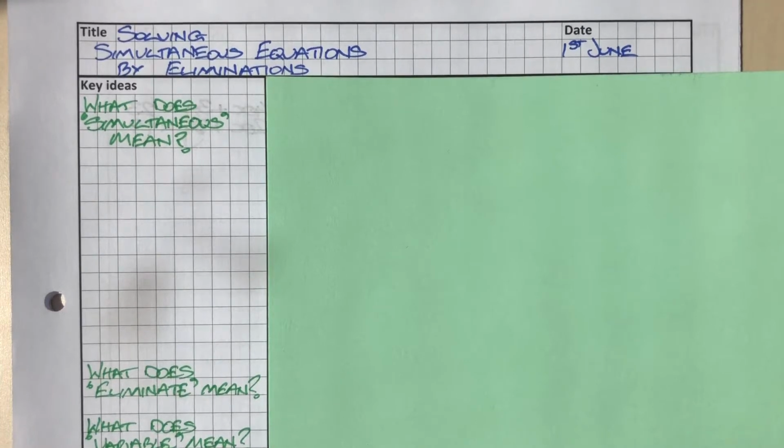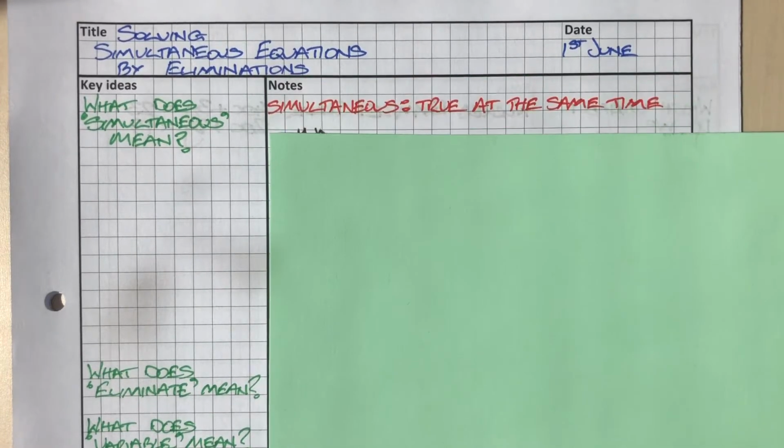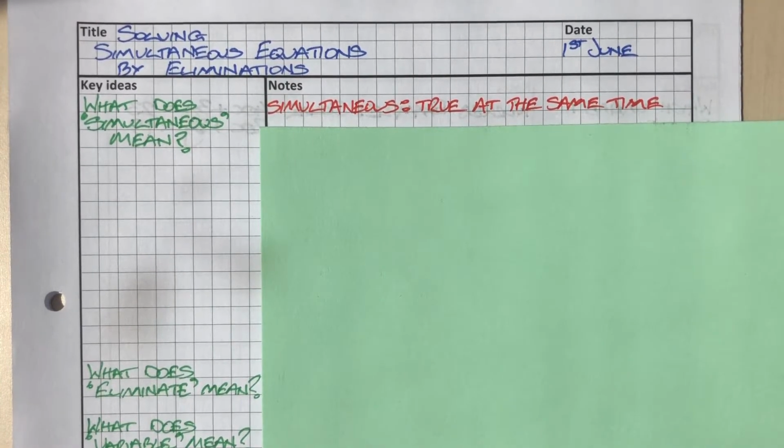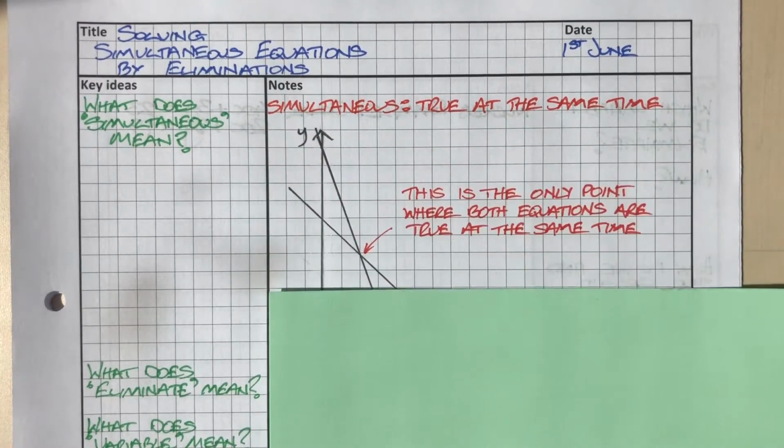So today we're going to solve simultaneous equations by elimination. Now, what does that mean? Well, simultaneous, in maths at least, means true at the same time. Okay? And well, I've drawn a graph here.